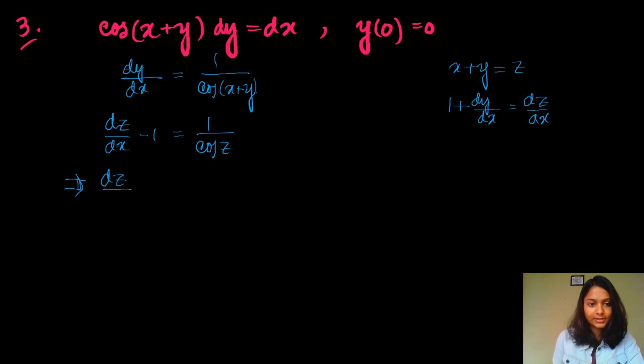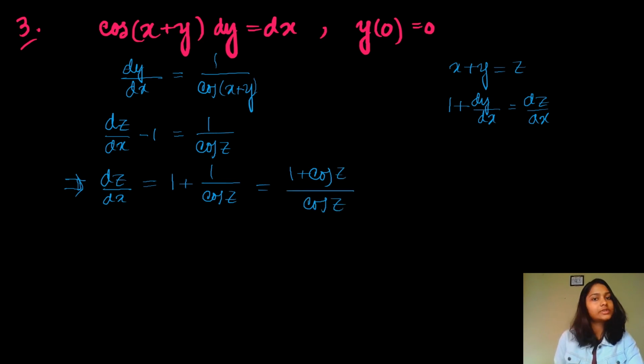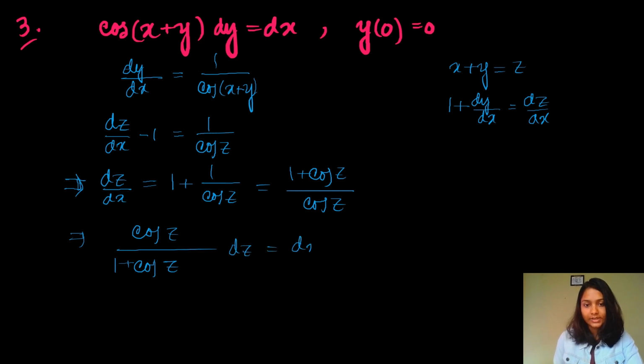So dz dx equals 1 plus 1 by cos z. So it will become 1 plus cos z divided by cos z. So now we can use again the separation of variables method, and we will obtain here cos z divided by 1 plus cos z dz equals dx.